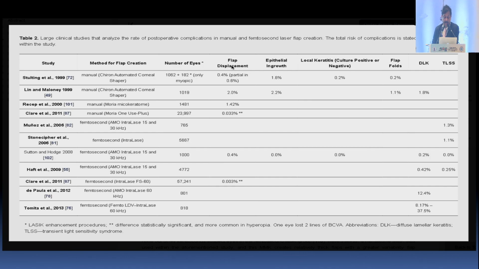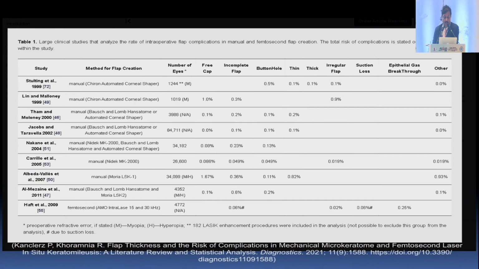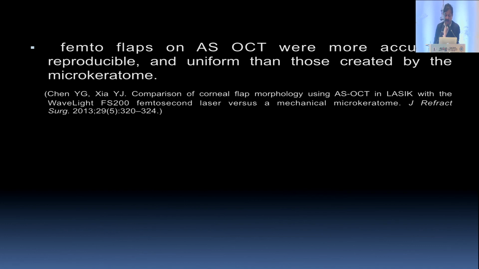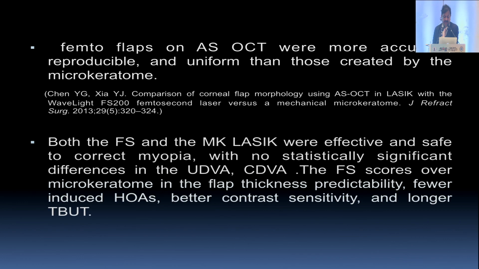So I'll just take a minute more. All of these studies have essentially highlighted that most of these complications that occur in flap making are more with the microkeratome-based as compared to the femtosecond, and essentially the free caps, the incomplete flaps, buttonholes, thin and thick flaps, irregular flaps, suction loss, are more with the microkeratome-based systems. Femtoflaps on the ASOCT, a lot of studies have said, were more accurate, reproducible and uniform than those created by the microkeratome, though both the femtosecond and the microkeratome LASIK are quite effective and safe.